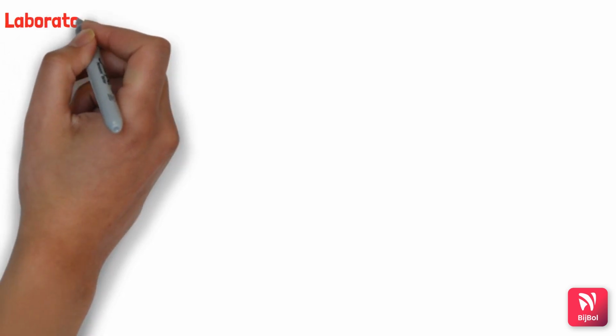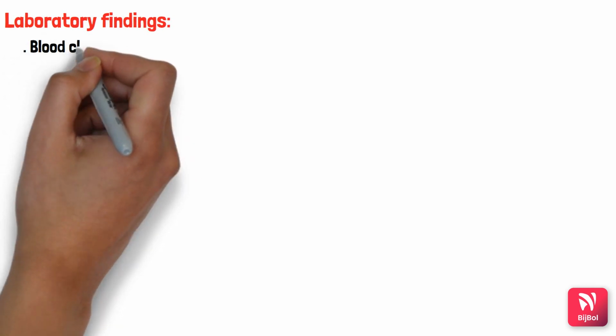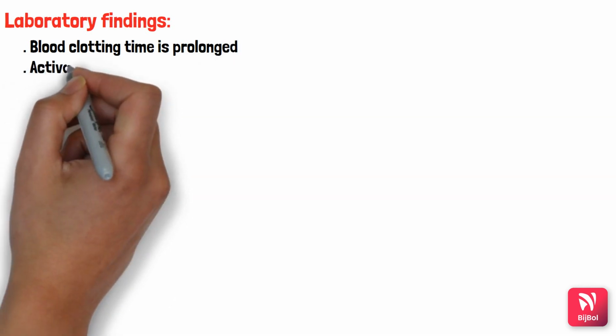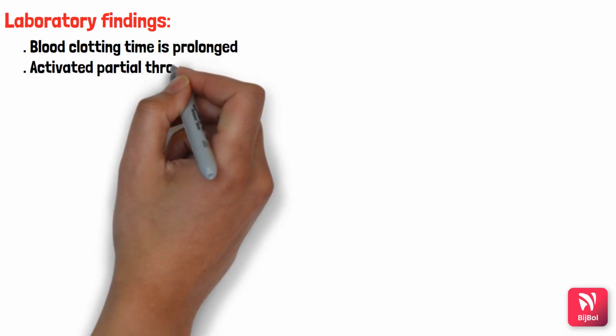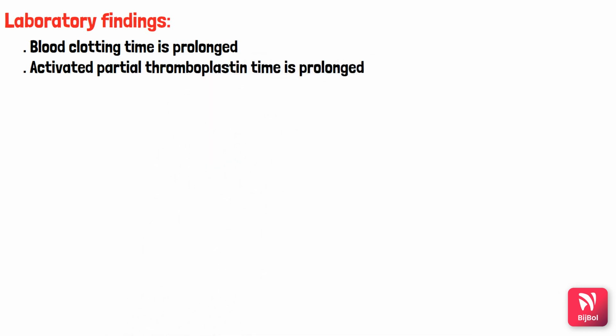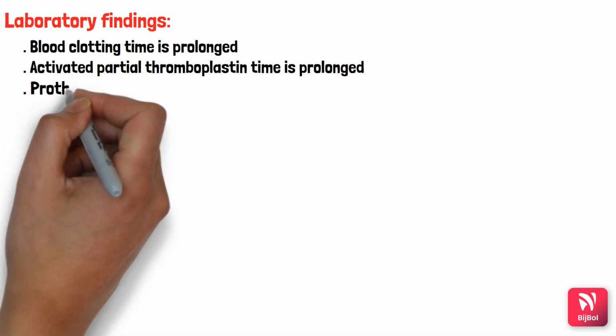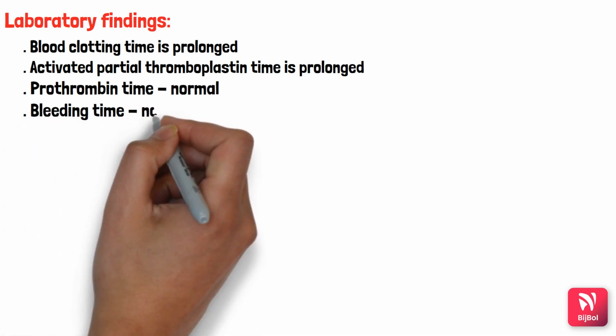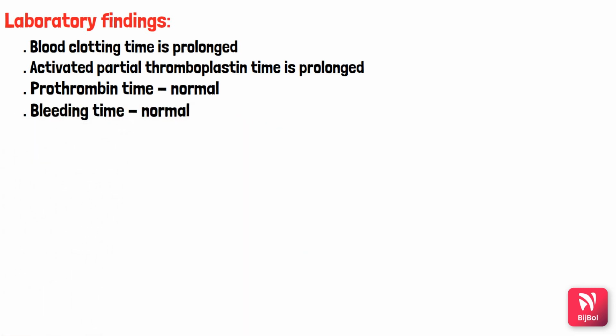So what are the laboratory findings? Here it is a defect in a clotting factor, so the clotting time will be prolonged. I told you factor 8 activates factor 10 in the intrinsic pathway. The activated partial thromboplastin time, APTT, which evaluates the intrinsic pathway, will be prolonged. Now that factor 8 helps in the intrinsic pathway, that is why APTT and clotting time will be prolonged, whereas prothrombin time will be normal. Why? Because prothrombin time evaluates the extrinsic pathway.